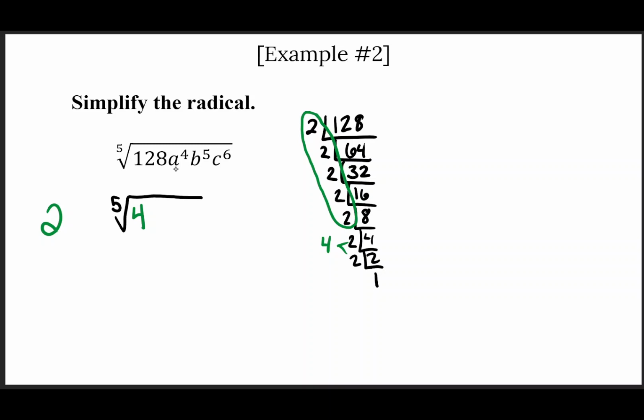For the letters, if I look, a to the 4th, I already know that that's not going to be enough to come out of my fifth root, so I'm going to leave it alone. A to the 4th. B to the 5th. Well, that's exactly a set of 5, which means I would have no leftovers.